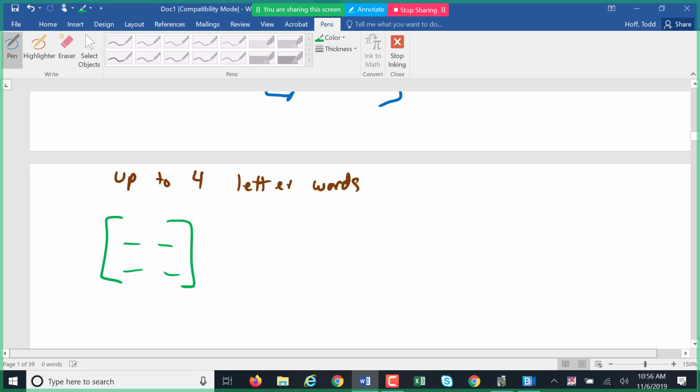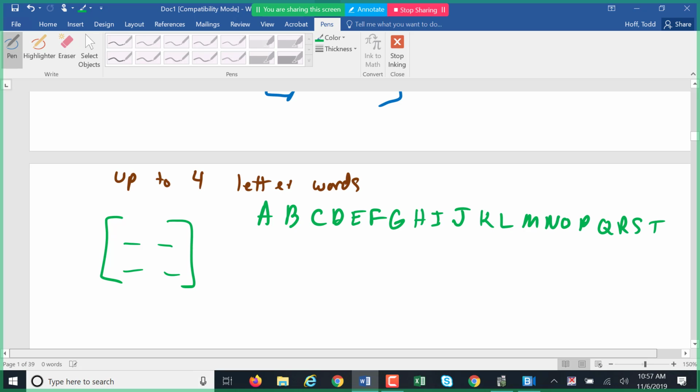And to encode this, we're going to use the letters of the alphabet. A, B, C, D, E, F, G, we'll stop at T. We don't necessarily need to go any further. And we're just going to number them 1 through 26.